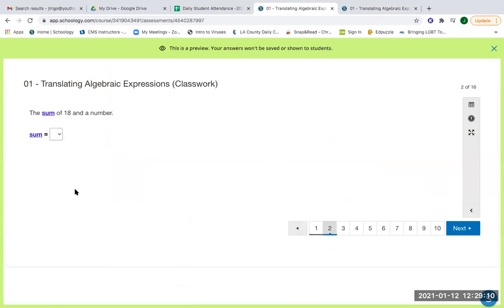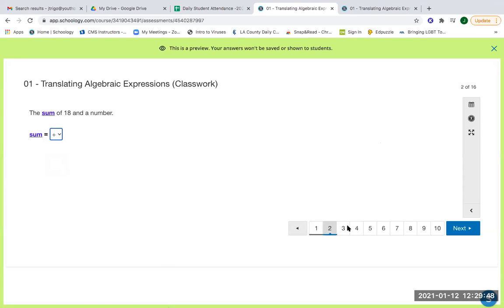What does sum mean? I have the sum of 18 and a number, but all I want you to do is translate what sum means. If you click on the little arrow, you see the choices. The sum means add, subtract, multiply, or divide. Andy? I think he left. All right. So what does that mean? Adding, right? Okay. So let's move on to another problem.